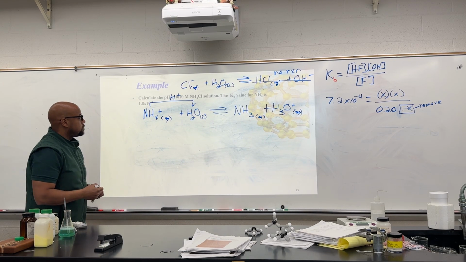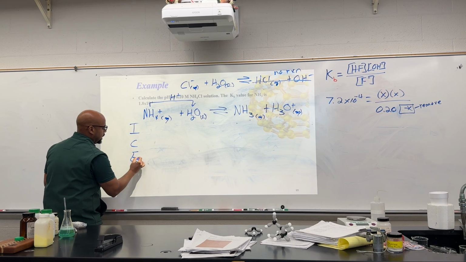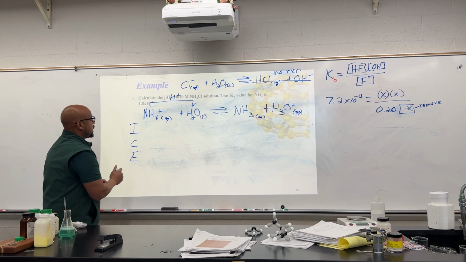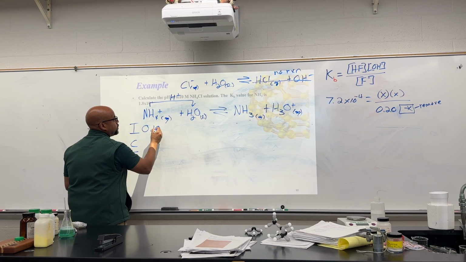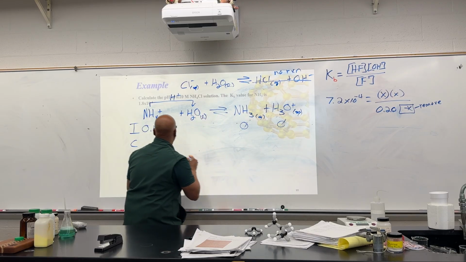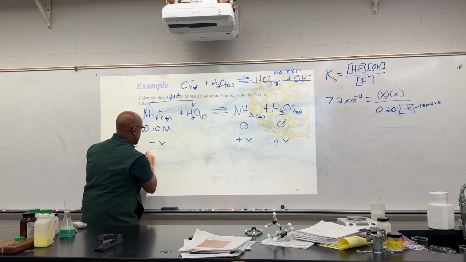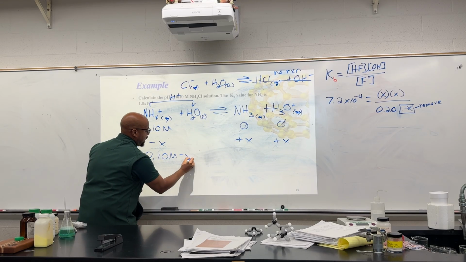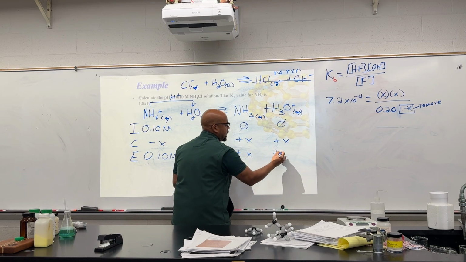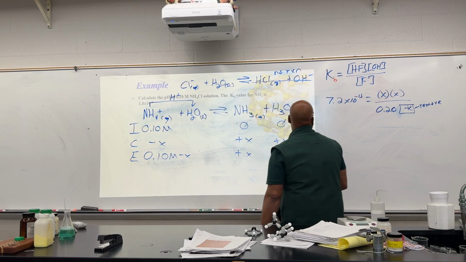Home free. I'm ready to jump right into my ICE table. In this case, I got 0.10 M, 0, 0. I got minus X, plus X, plus X. I got 0.10 M minus X, plus X, plus X. And let's see what we got going on here.